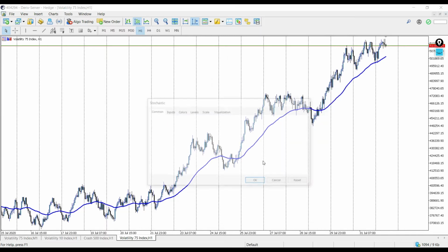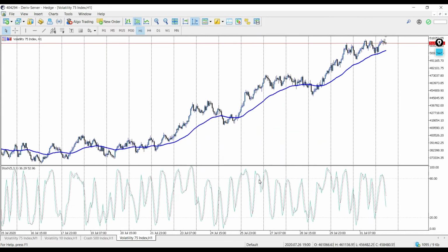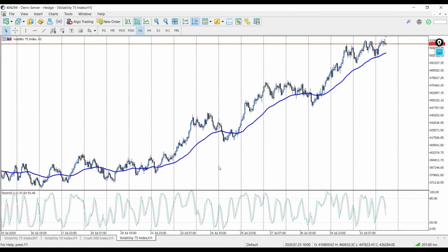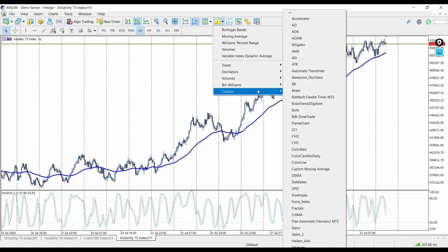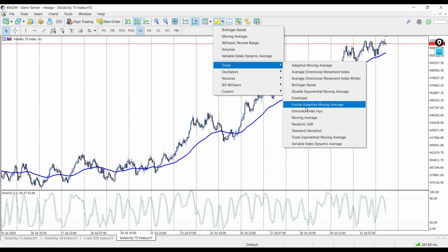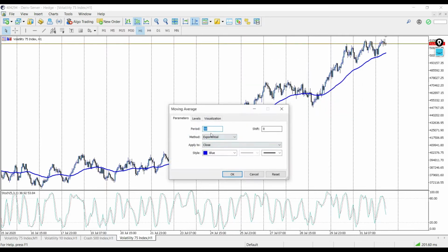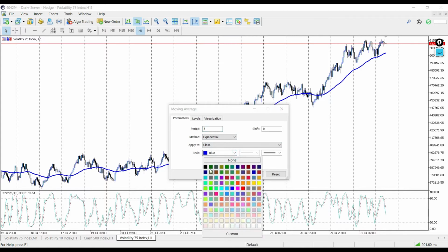Okay, let me just add the stochastic, because the RSI is not there, so the stochastic is there. Basically, this is how you add your indicators. This is how you add your indicators. So we have this blue line. Let me add another line. Just change the color, maybe to red.